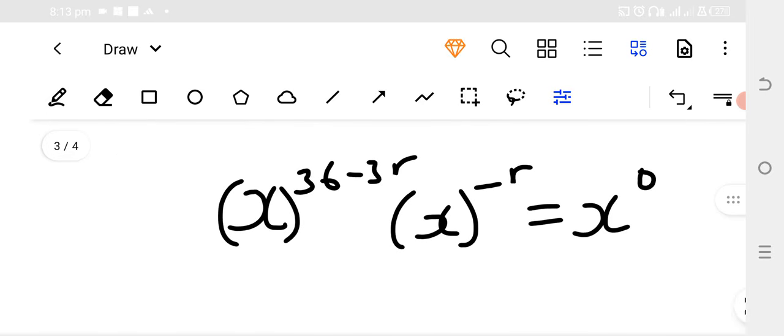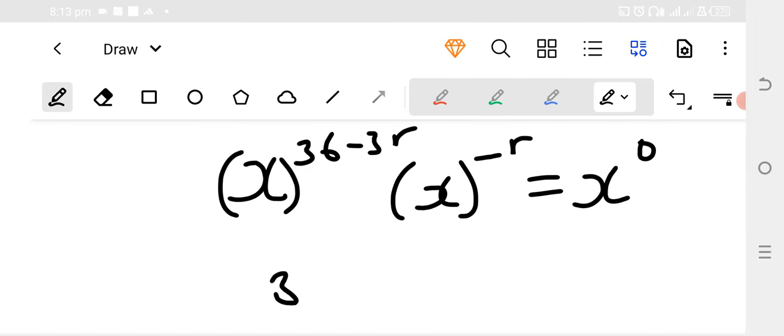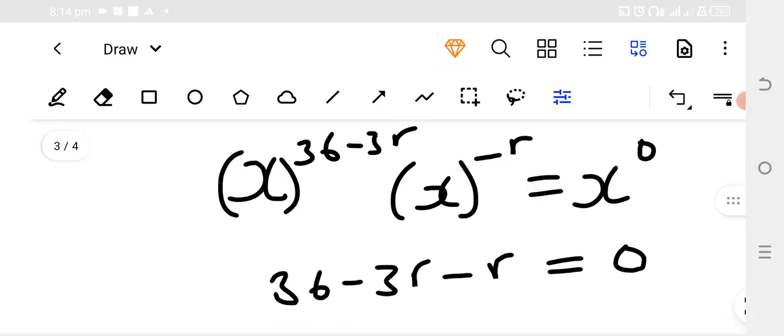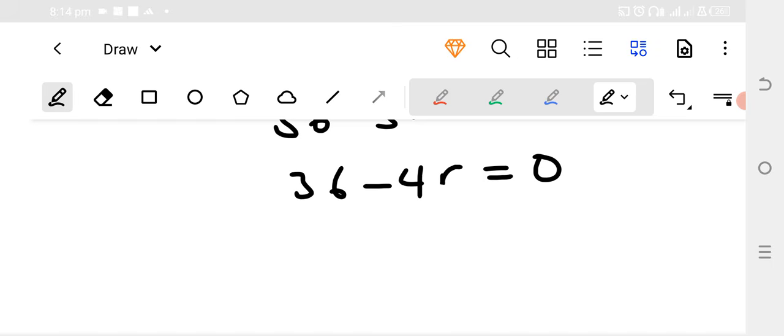Since we have the same base throughout, we just get the powers as they are. 36 minus 3r minus r should give us 0. We simplify: 36 minus 4r should give us 0. So it would be 36 is equal to 4r. You divide by 4 now.